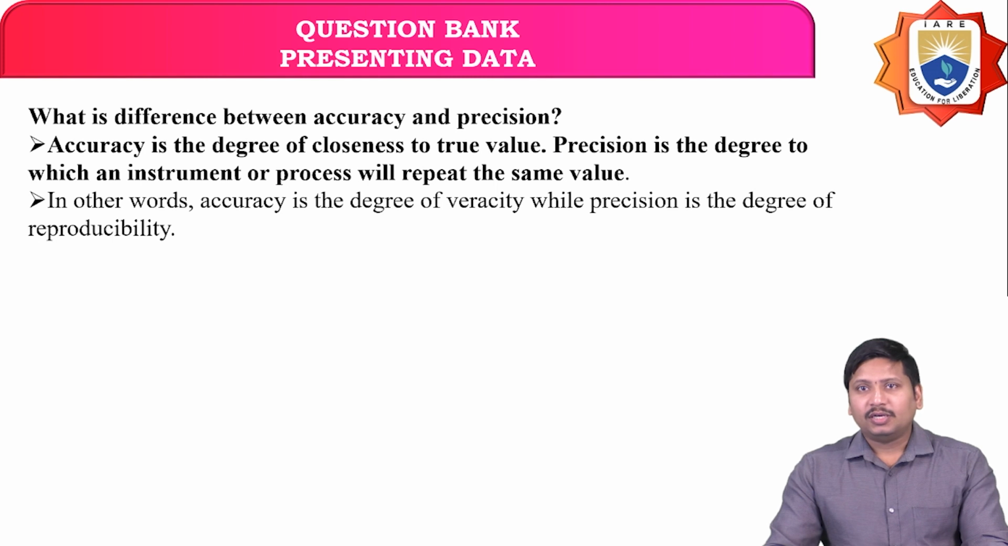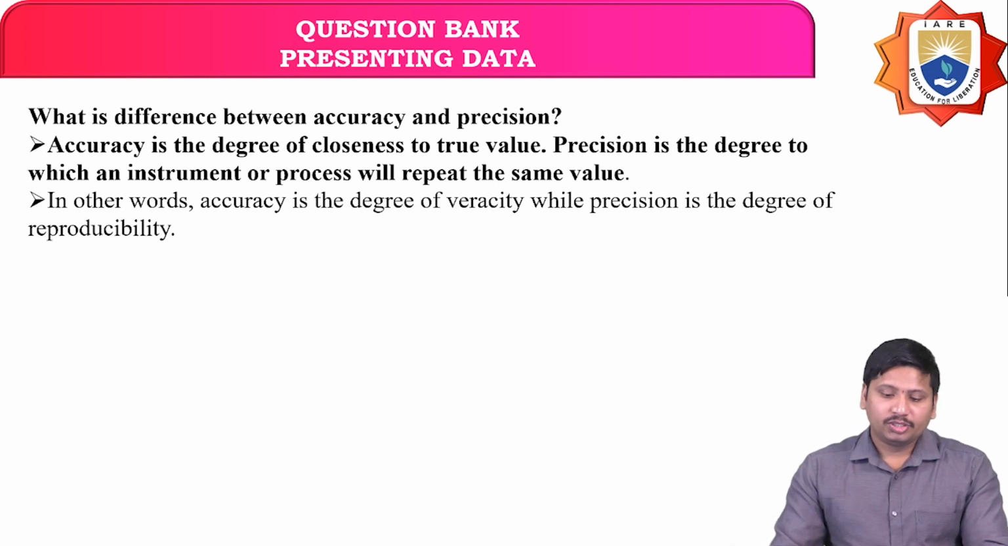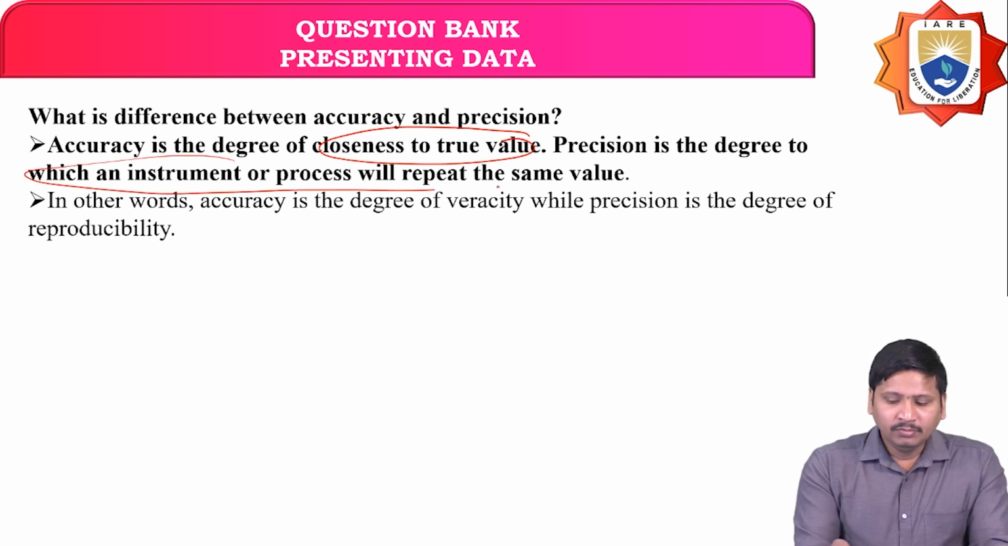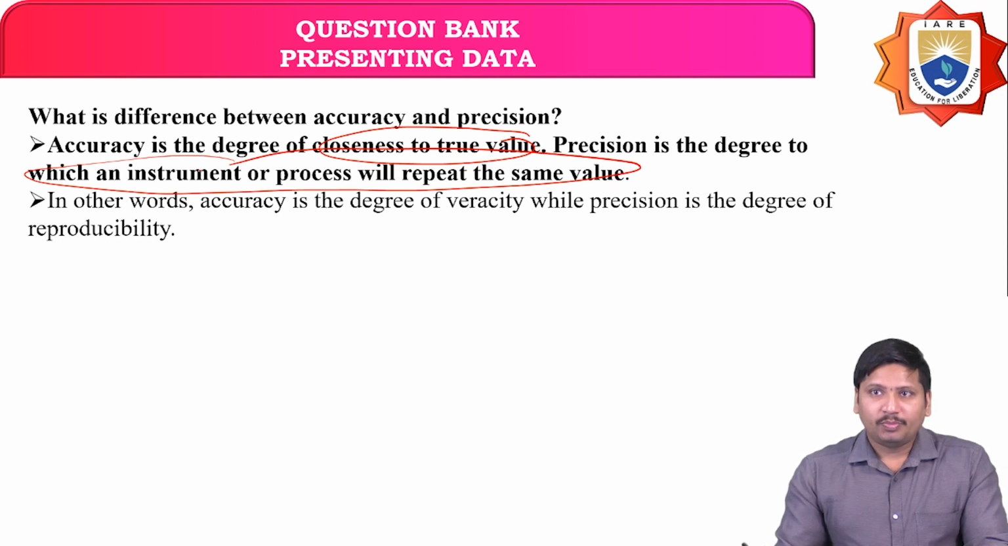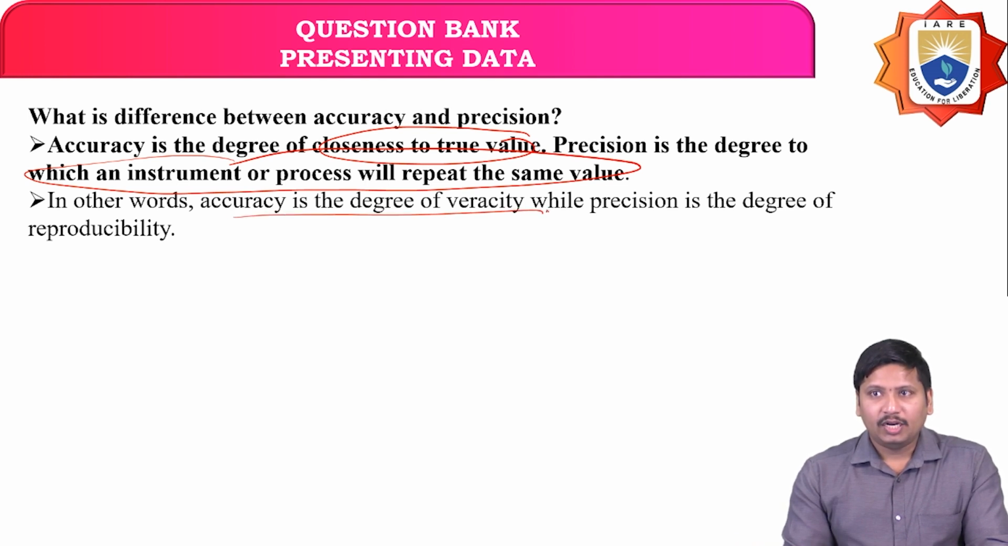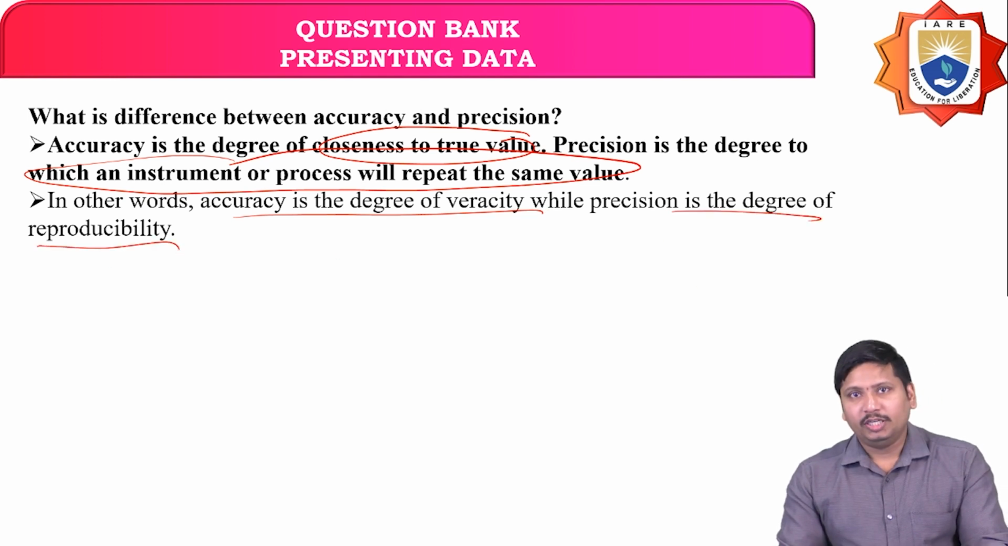And what is the difference between accuracy and precision? This is a question that may come up, and sometimes it may lead to confusion. Accuracy is the degree of closeness to a true value, and precision is the degree to which an instrument or process will repeat the same value. In other words, accuracy is the degree of veracity, while precision is the degree of reproducibility, right?